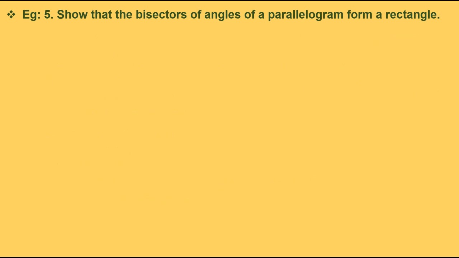Example 5. Show that bisectors of angles of a parallelogram form a rectangle. That is, in a parallelogram, bisectors of its angles intersect to form a quadrilateral. We need to show that it would be a rectangle.